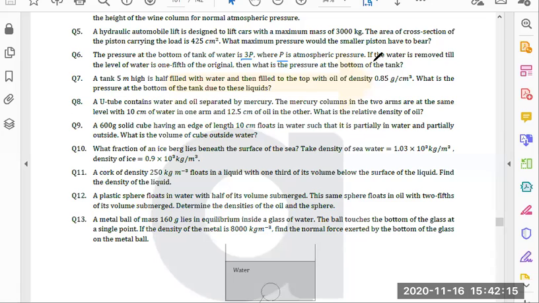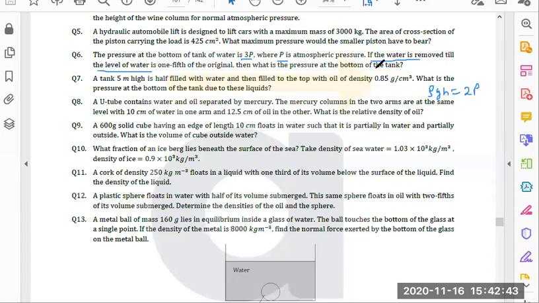Okay, if the water is removed till the level of water is 1/5 of the original. Yes, Aviram. So I can say that rho gh, just think about it, rho gh is 2p. Yes or no? Because atmospheric pressure is p and at the bottom of the tank 3p. So the difference is because of the height of the liquid.